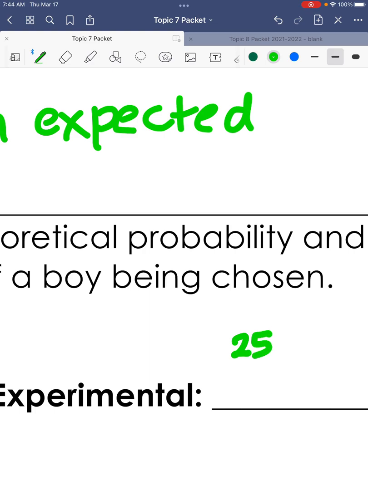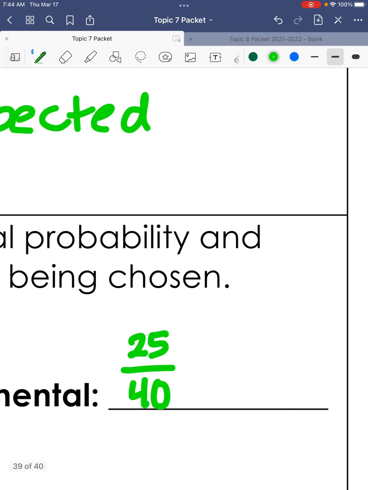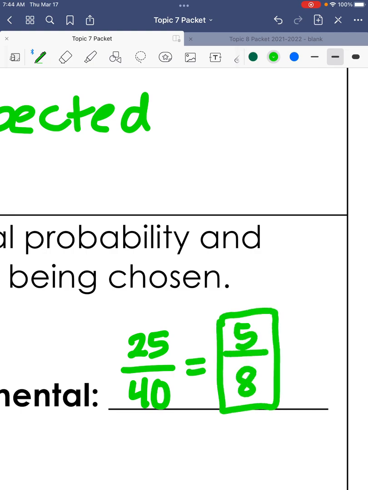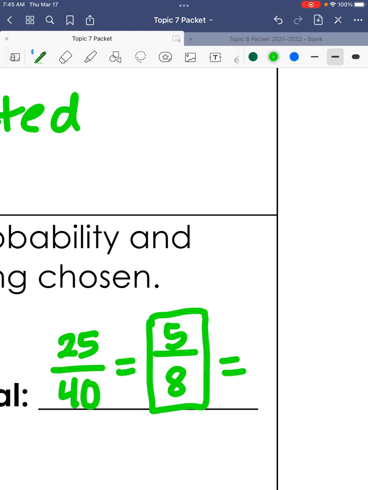So 25 times, 25 favorable outcomes out of 40 total outcomes. Well, does that reduce? I know 5 goes into both of those numbers. 25 divided by 5 is 5, and 40 divided by 5 is 8. So I get 5/8, right? Well, what is that as a decimal? 5 divided by 8 is 0.625.